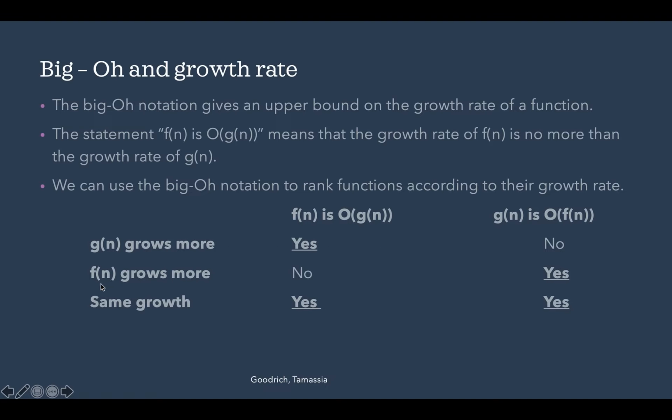Now the reverse, f of n grows more. So the growth rate of f of n is faster than g of n. Will the inequality f of n less than or equal to c into g of n be valid? No, it will be valid only if g of n is less than or equal to c into f of n in this case. So if f of n is growing more, then g of n is big O of f of n. That is why these two statements are not the same. Same growth means you can tell both.